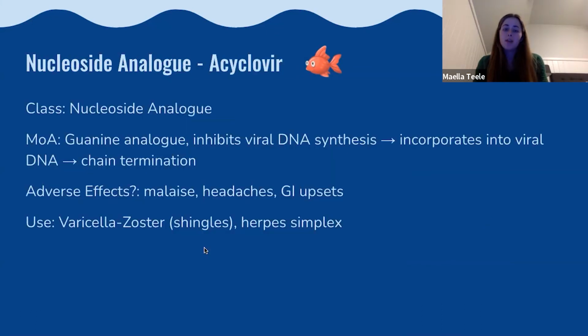One type of antiviral is acyclovir, which is a nucleoside analog. This inhibits viral DNA synthesis, as it incorporates itself into the viral DNA and means that the formation of the DNA chain is terminated. This is generally not too badly tolerated. It can lead to malaise, headaches, and GI upsets, and it's really used for your herpes simplex virus, type 1 or 2, your oral cold sores, or also varicella zoster, once it represents as shingles.